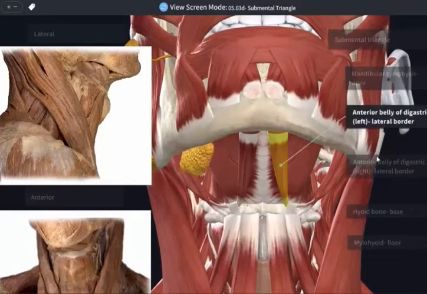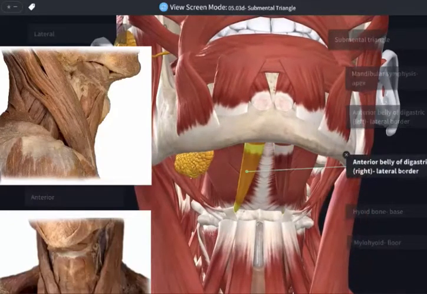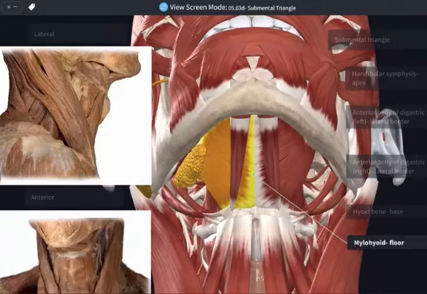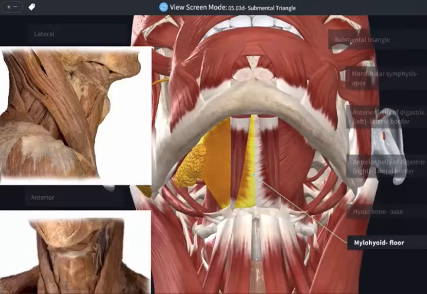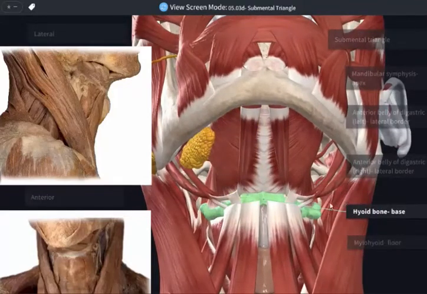There's the left and the right digastrics. Remember what it's innervated by. The digastric by the nerve to the mylohyoid. Speaking of the mylohyoid, here's the mylohyoid because it forms the floor of this triangle. And the base is formed by the hyoid bone.